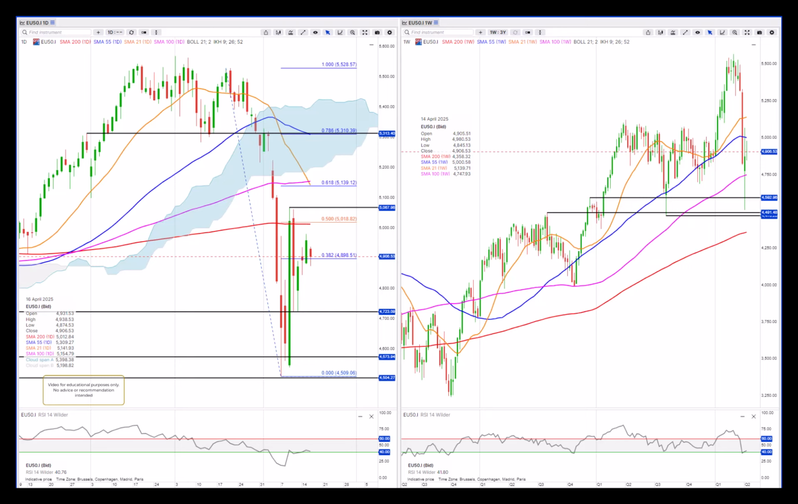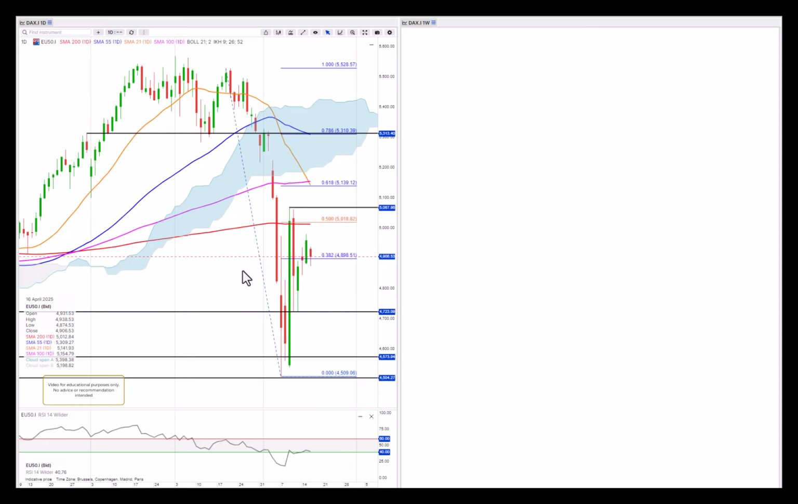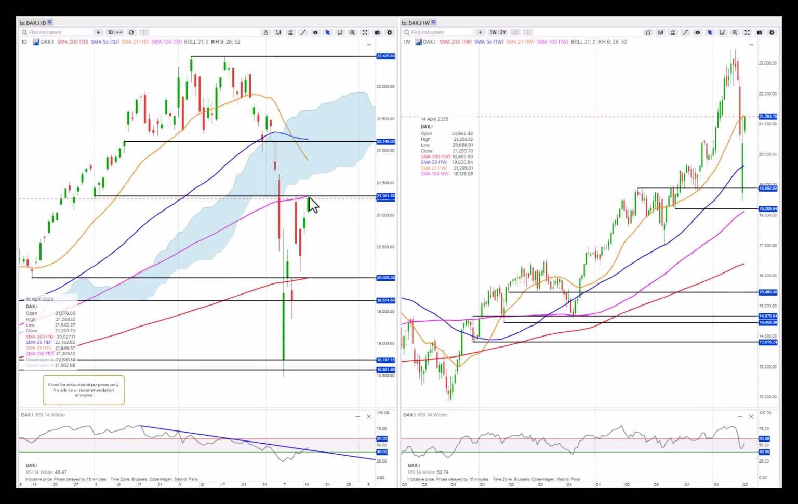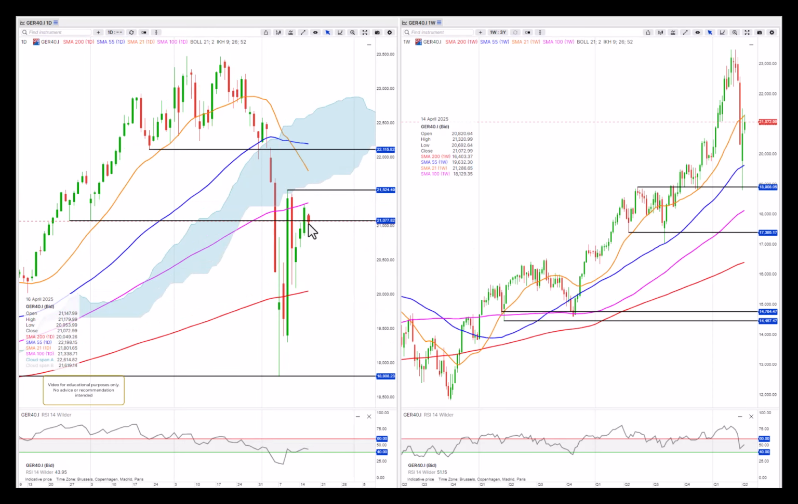DAX index, very close to testing the resistance here at 21,302. That is really a key resistance. A close above that, then we could be looking at 22,000. But here, pre-market, we are almost 1% lower. So let's see if it will slide lower in the coming days. 21,525 on the GER 40 CFD.